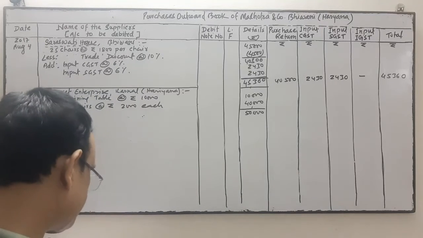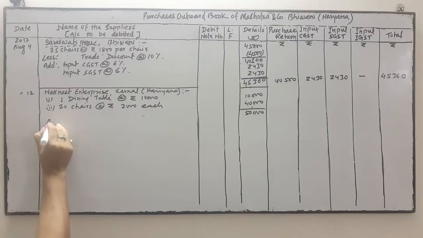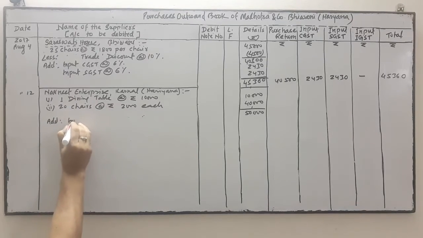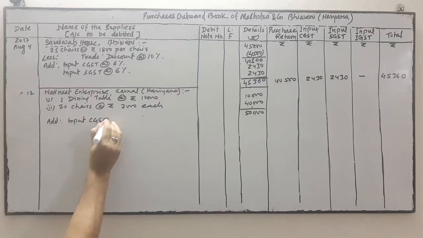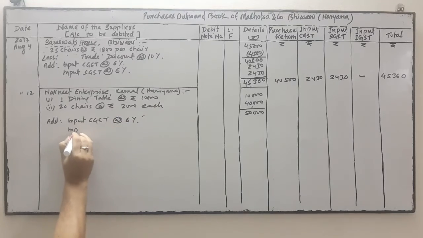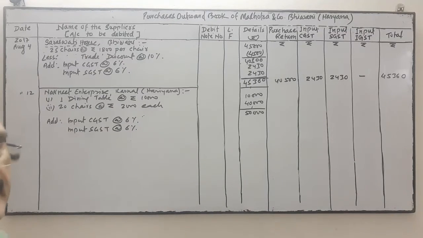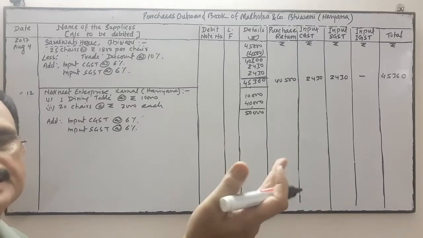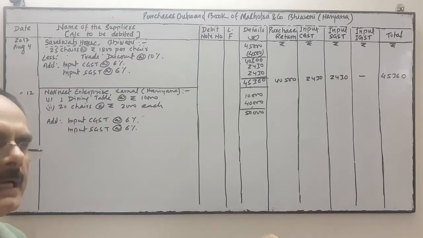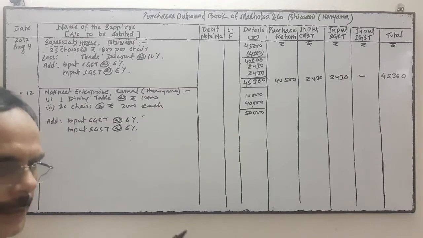No trade discount is mentioned over here. So we'll add input CGST, because it's intra-state, at the rate of 6%, and input SGST at the rate of 6%. It's a reverse entry. At the time of purchase, we debit the input CGST and input SGST, but at the time of return of the same goods, we'll credit the input CGST and input SGST.